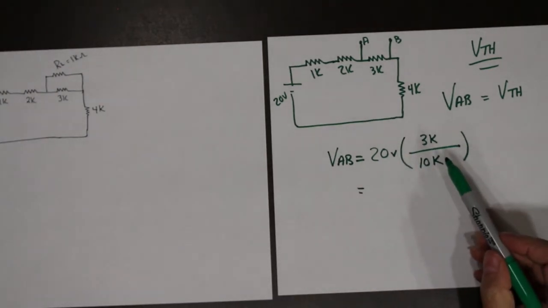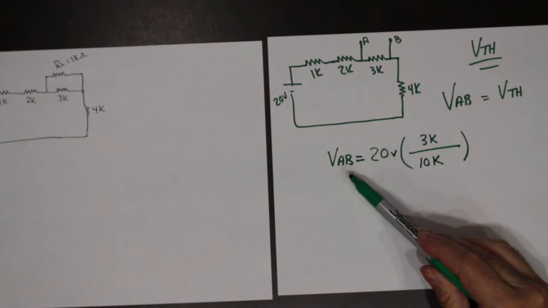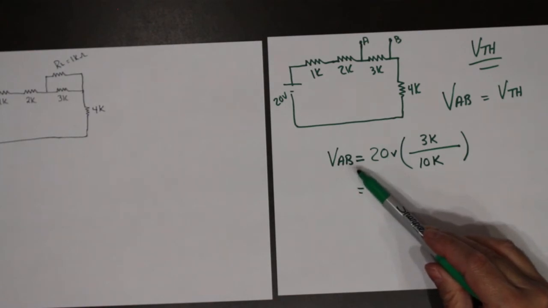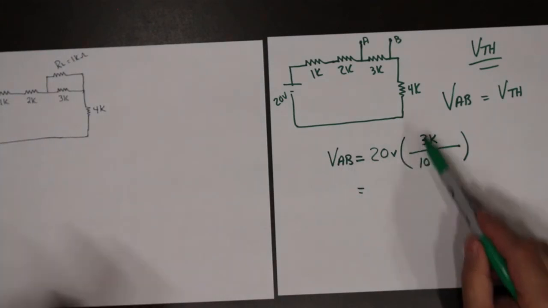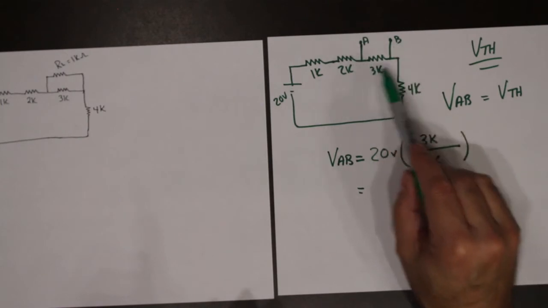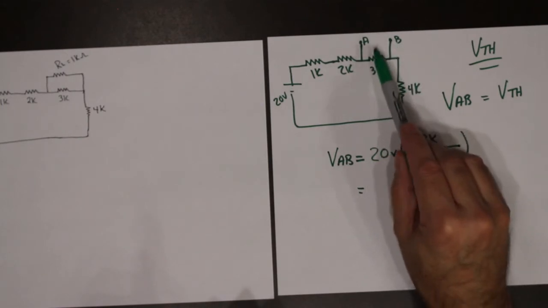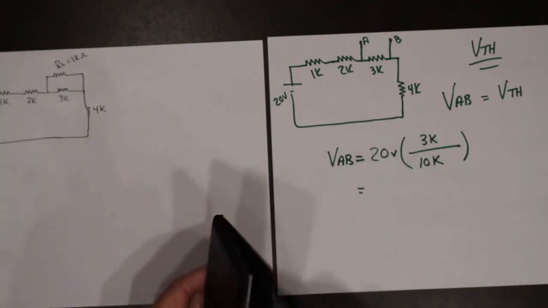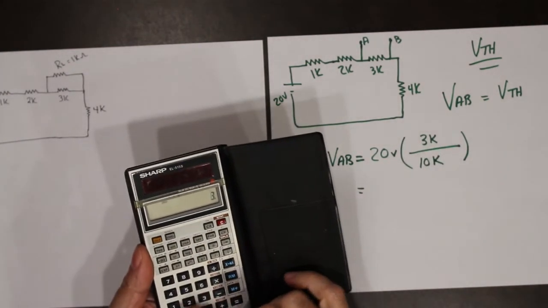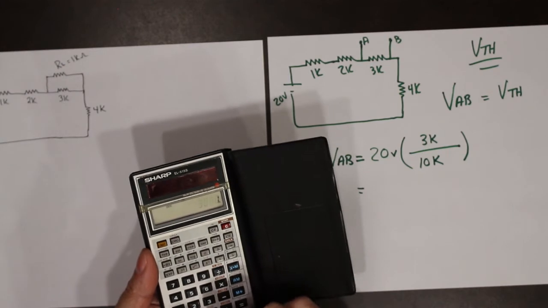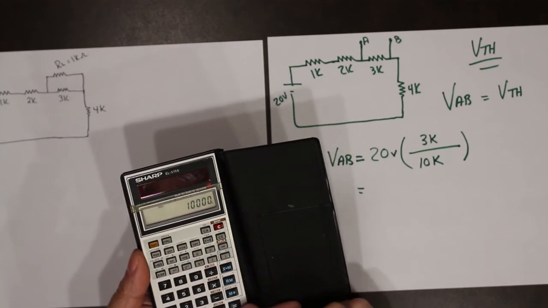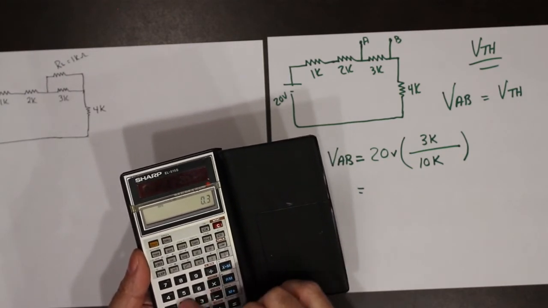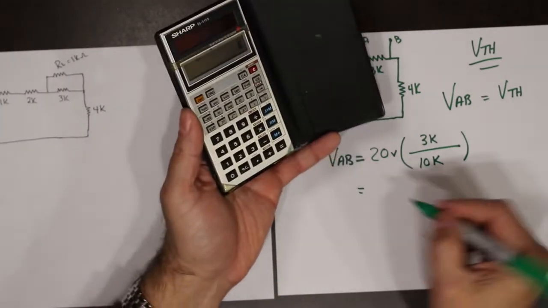So the voltage from A to B is across the 3K resistor, because that's where A and B are. That's where the load used to be. So what we're going to do is apply this formula. So 3,000 divided by 10,000 times 20 volts equals 6.